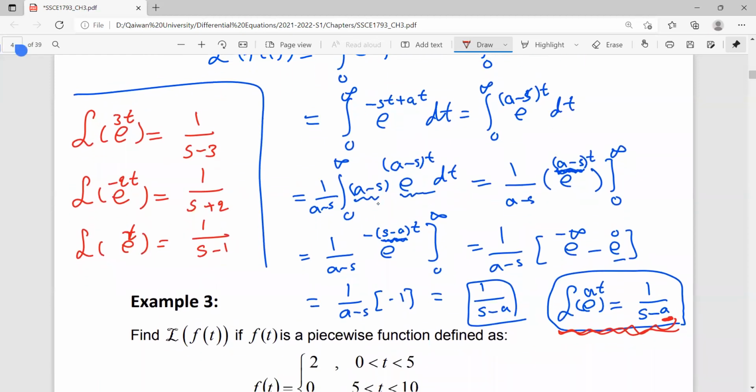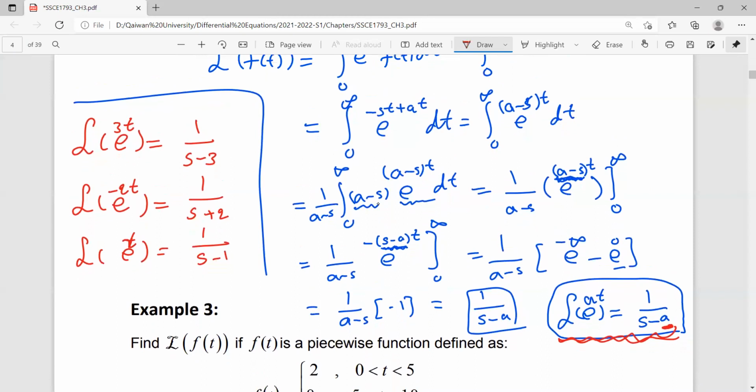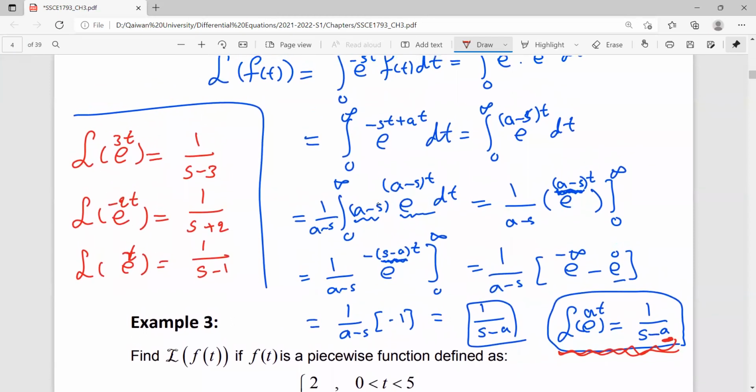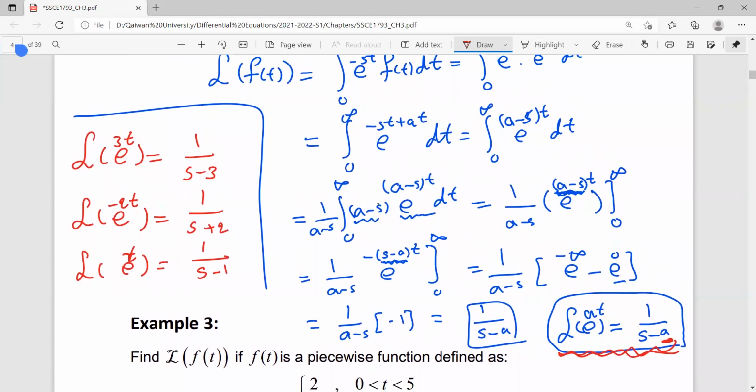Do you have any question about that? No, you don't need to find the value of s. Only finding the equation of s, a function of s. This is f of s. This is capital F of s. The result here is capital F of s.